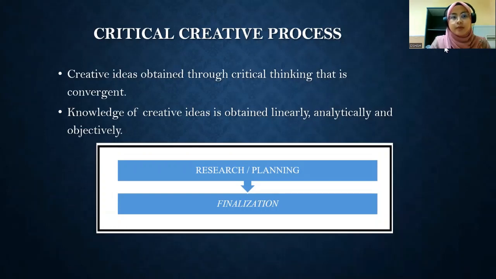Critical creative process. Critical creative process is where creative ideas are obtained through critical thinking that is convergent. It's the one that I've mentioned before. Knowledge of creative ideas is obtained linearly, analytically, and objectively. I have two processes, which is research and planning and also finalization.